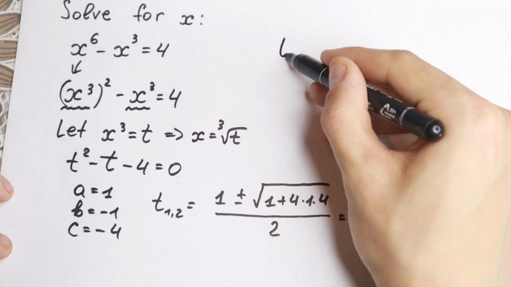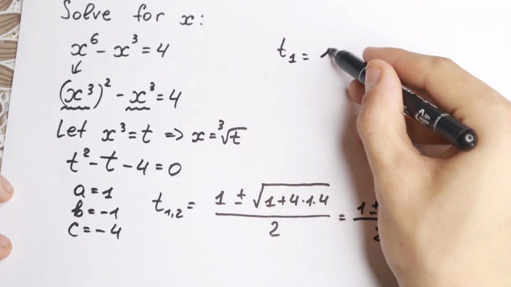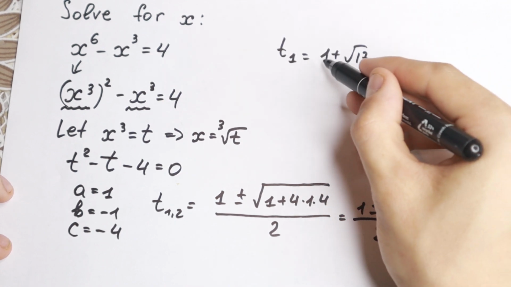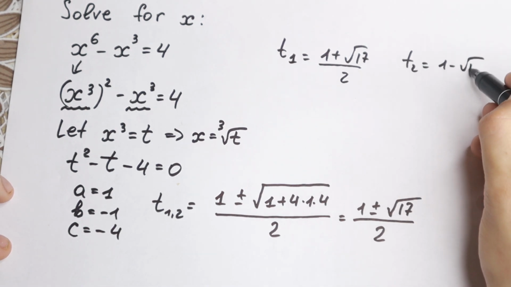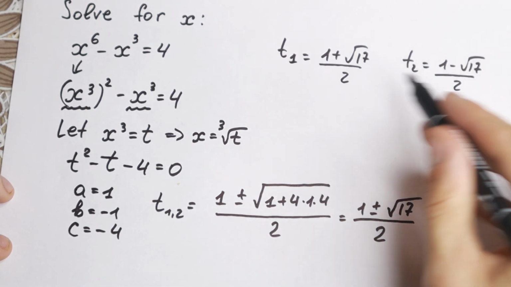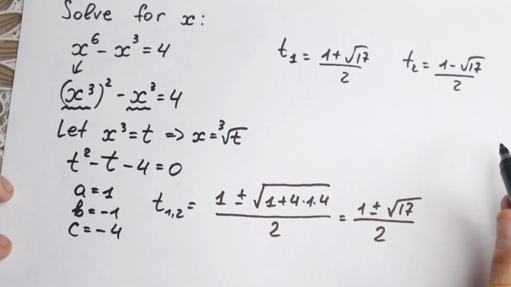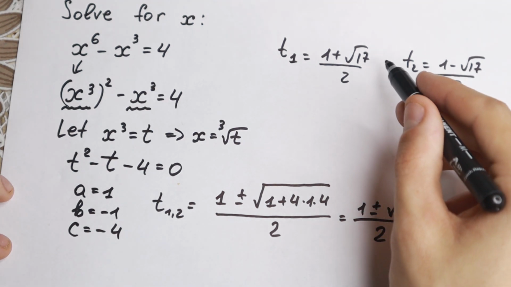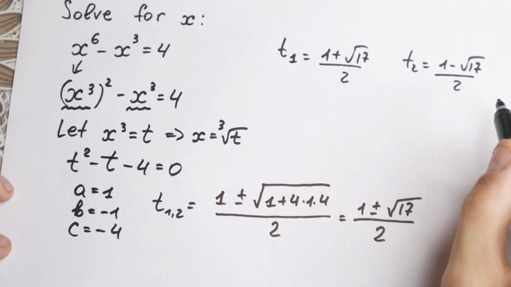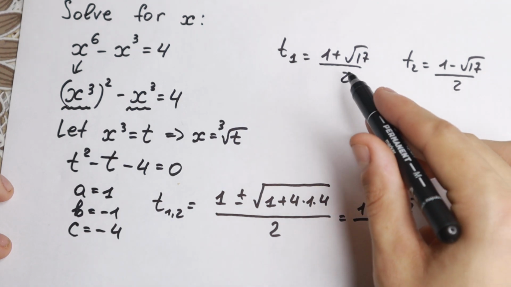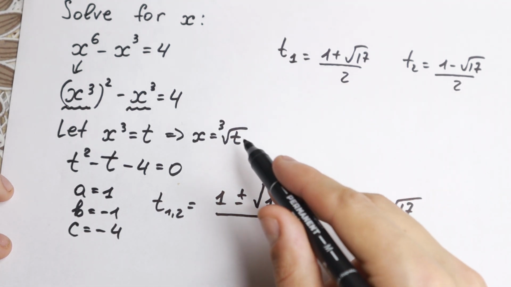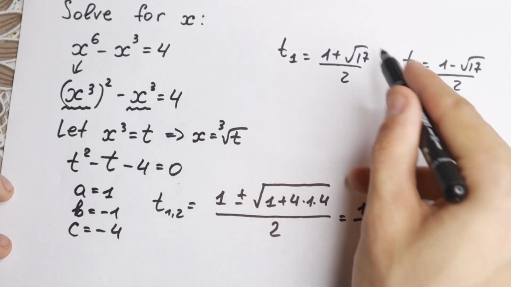So as a result, we will have t first equal to 1 plus square root of 17 over 2, and we have t second equal to 1 minus square root of 17 over 2. So we have two roots, and as I mentioned before, right here we don't reject any of these roots because this is a cube root. A cube can be negative, so x cubed can be negative. So as a result, we will have two roots, and let's go to our substitution. So x equals the cube root of this.